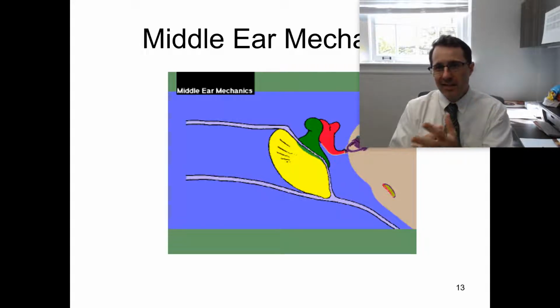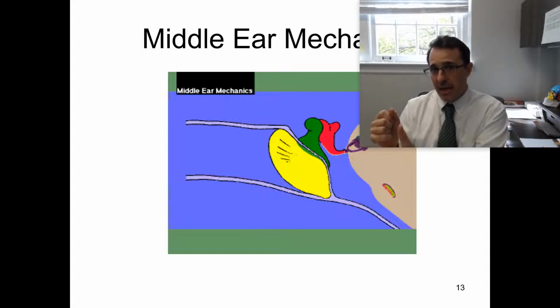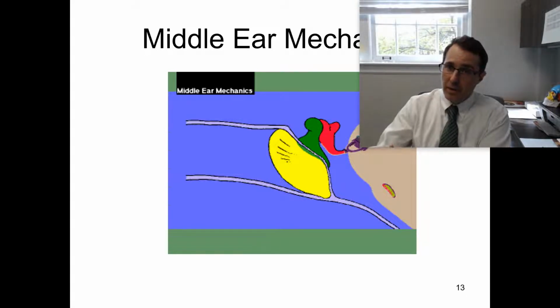All right, so that is another quick walkthrough of the mechanics of how the middle ear changes acoustic energy into actual mechanical energy and delivers that mechanical energy via the stapes to the cochlea at the oval window.